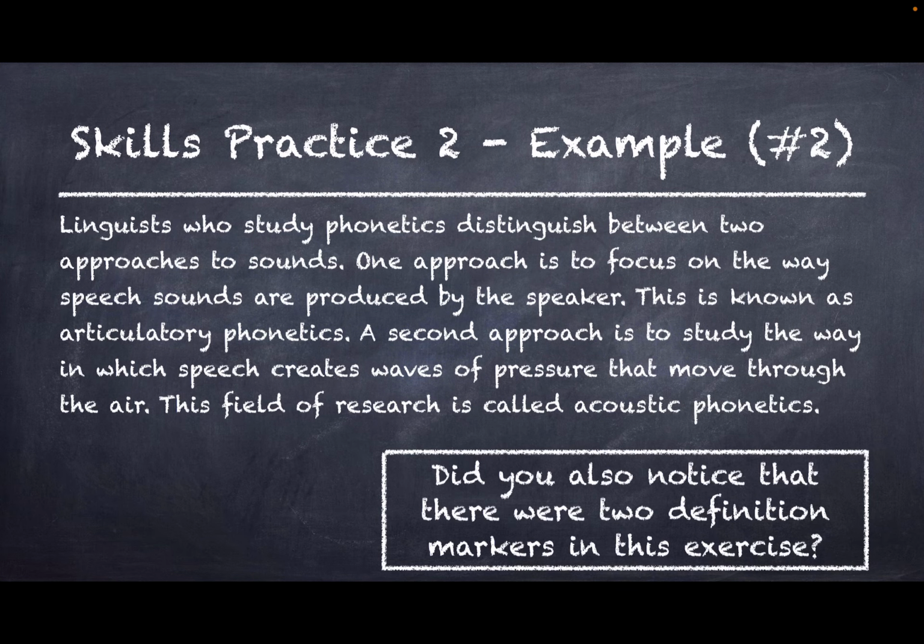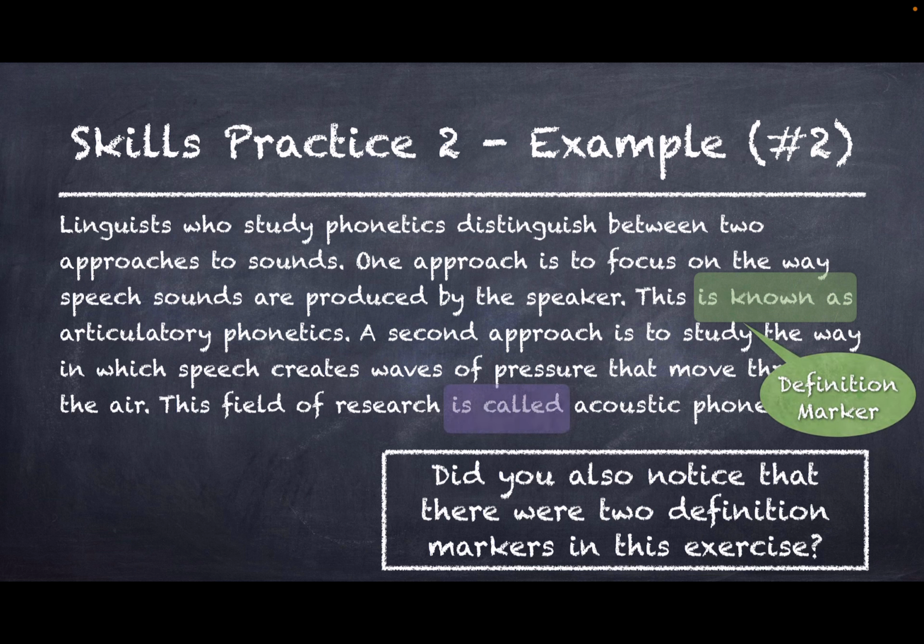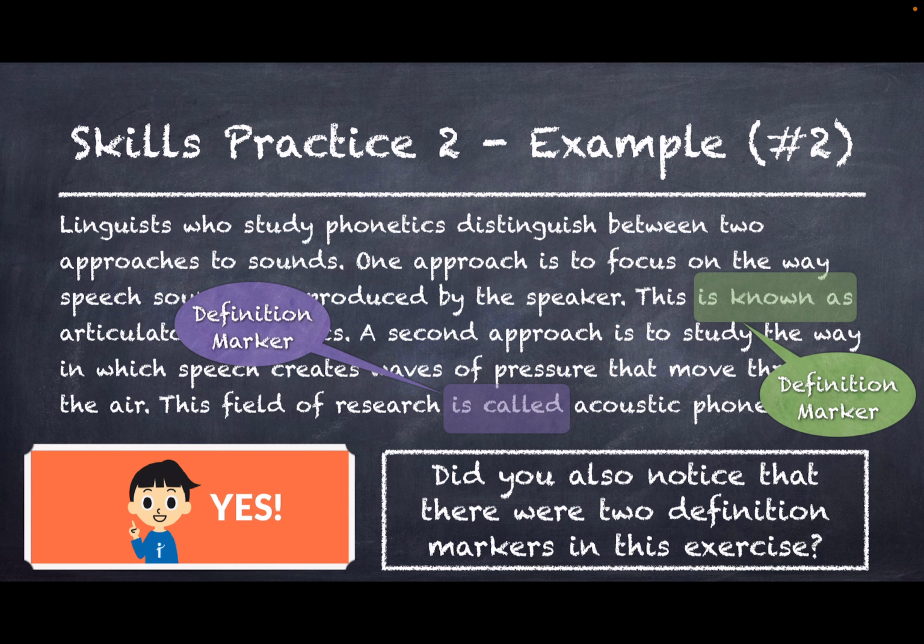Did you also notice that there were 2 definition markers in this exercise? Here's one, is known as, and here's the other one, called. If you noticed that, great. If not, that's okay too. Just pay attention next time. A lot of times when there are classification markers, there are also definition markers because we learn technical terms and then we usually learn how they're broken down into categories.